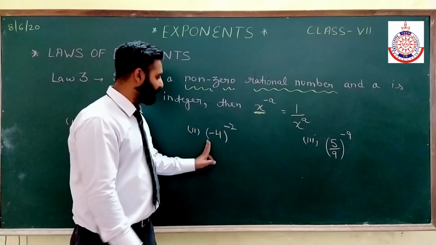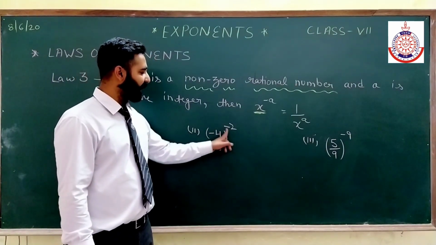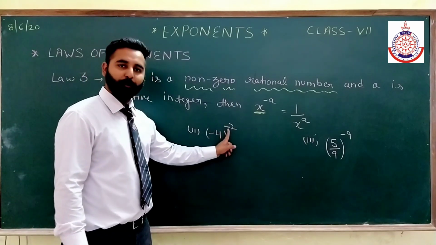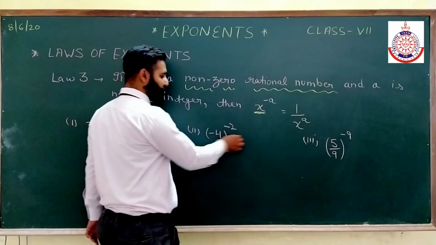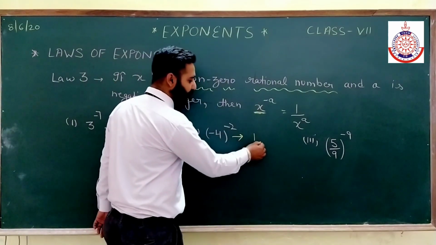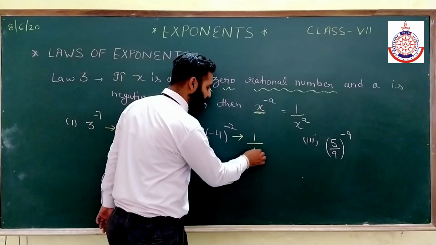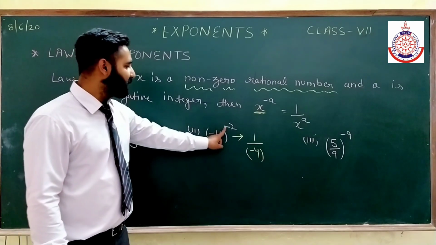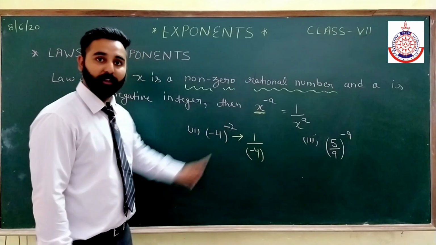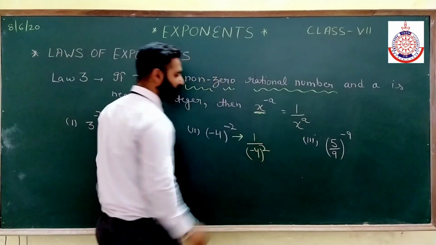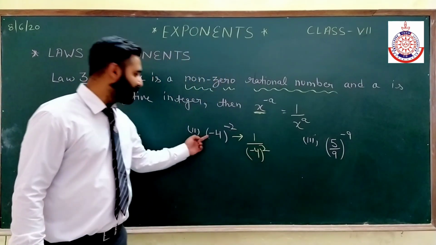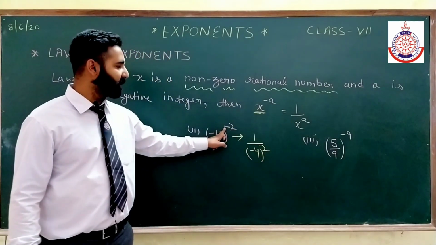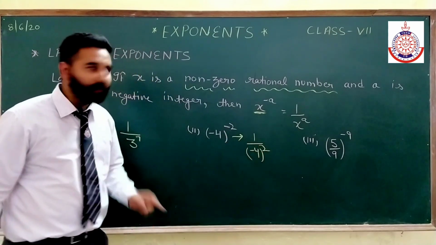Fine. In second case, see here in both the cases we are having sign of minus. In the case of base also, in the case of power also. So what we will do? Reciprocal of minus 4 will be 1 upon minus 4. See, minus sign from the base is not removed. Just it will be removed from the power only. Fine. So it will become 1 upon minus 4 raised to power 2. Minus sign is removed from the power only, not from the base.